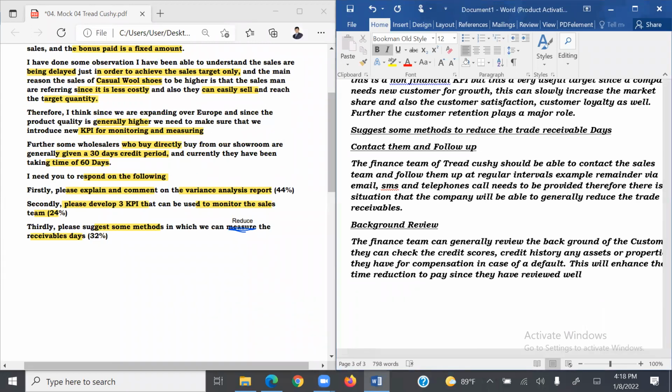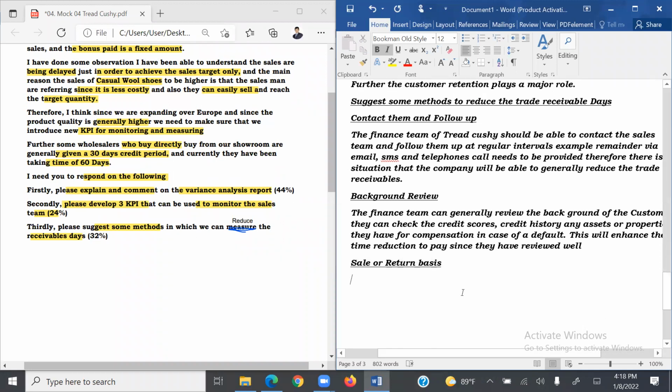So let's do one more thing for your analysis part. So one is contact them, follow up with them. Then you go for a background review so that they will be able to get the things done. And the next one, what you can generally do is sale or return basis. Students, sale or return basis means you give the goods on credit, and in case within the time they can't pay, they need to return it back.